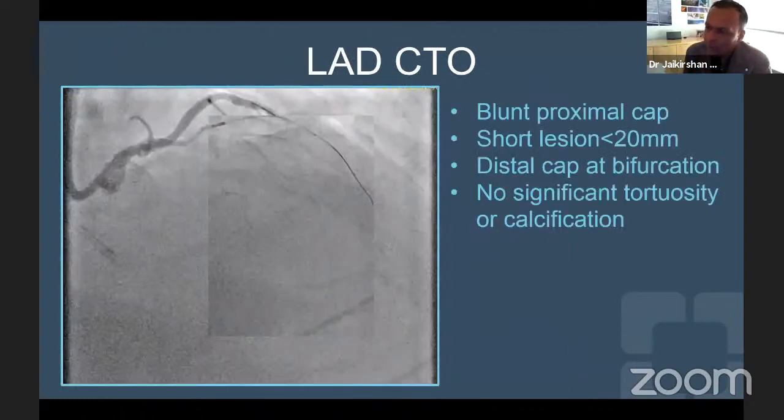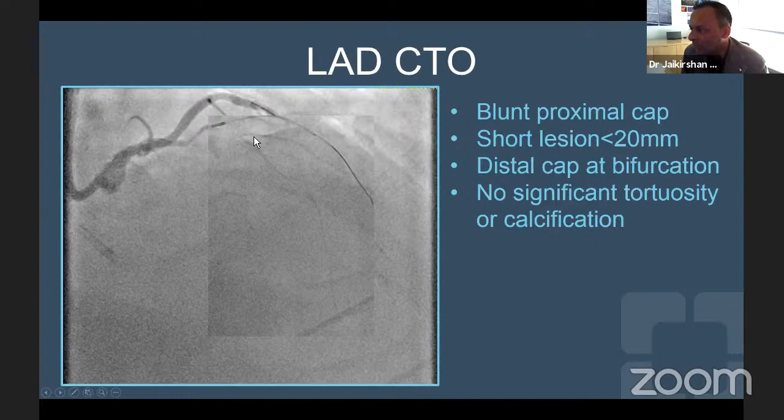This is a little bit more of a complex case. A young patient was referred to us who ideally should have been sent for bypass surgery but declined, had to have multivessel PCI, and then was coming for staged LAD CTO intervention. You can see there's a very blunt proximal cap. The CTO itself is probably less than 20 millimeters, but there's a distal bifurcation.